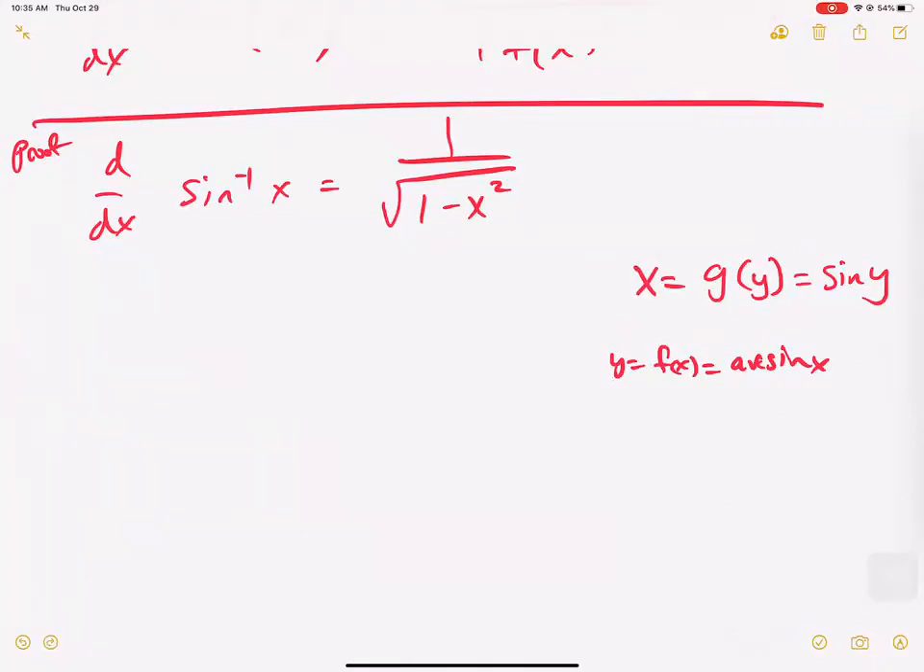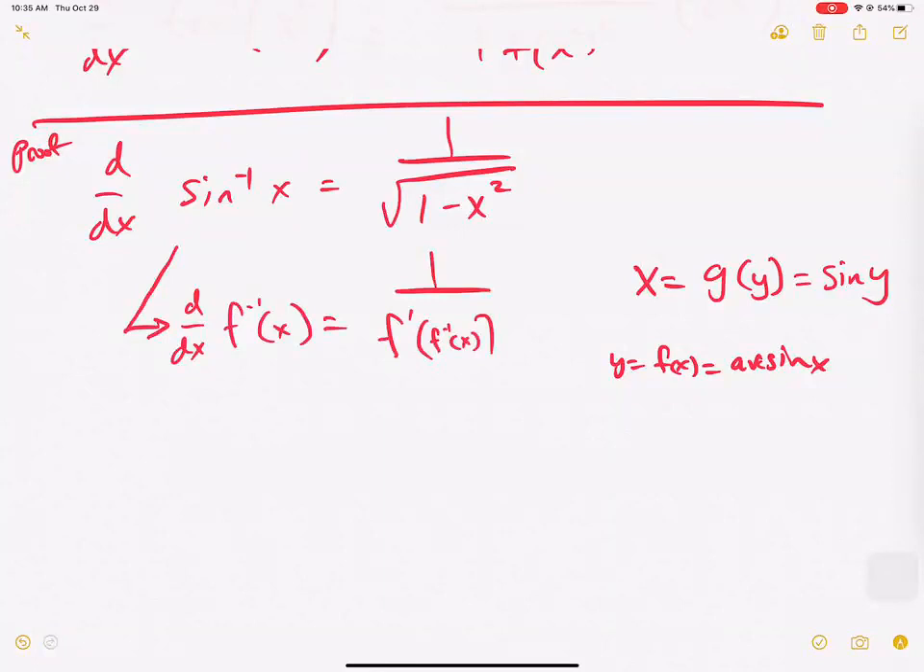If you remember our rules for the derivative of inverse functions, if I'm asking for the derivative of it, remember we wrote this idea before, f inverse of x, remember that? And we said it's 1 over f prime of f inverse of x. That's essentially what we wrote.